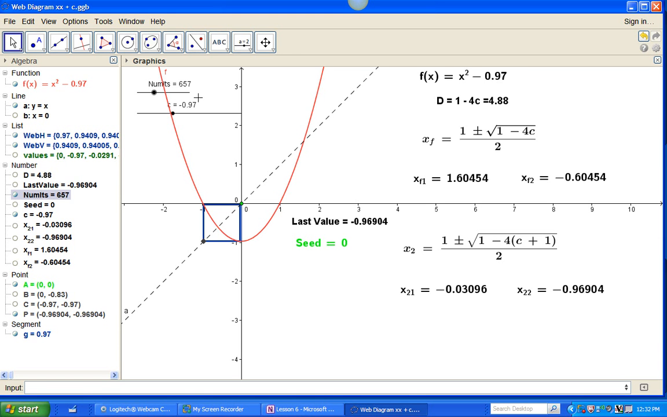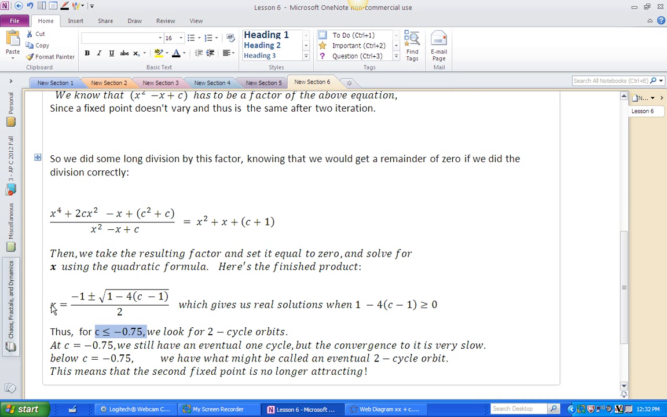So that's a graphical illustration of what we did last time, as well as a nice write-up of it here. Again, I wanted to correct what I said before. Negative 0.75, I believe I said was a 2-cycle. It's not. It's the boundary between a 1 and 2 cycle. You do in fact get convergence there, but it's very, very slow convergence.